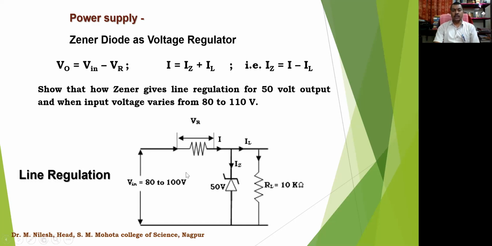In this case, we tried some equations. The main important equation is VO equals V in minus VR. That is, we first have to calculate the voltage drop across the resistance. Then we calculate the total current through the circuit. Then we have to calculate how much current is going to flow through the Zener diode. So these were some of the equations.